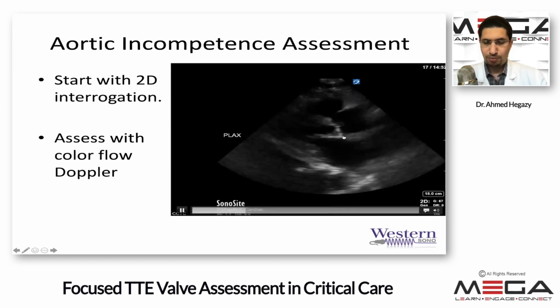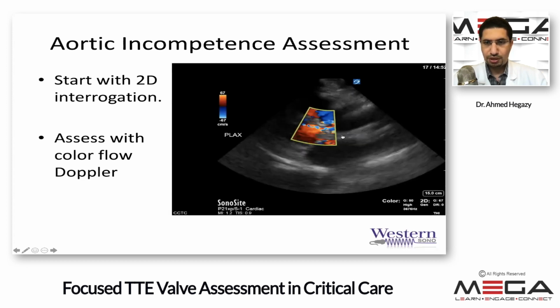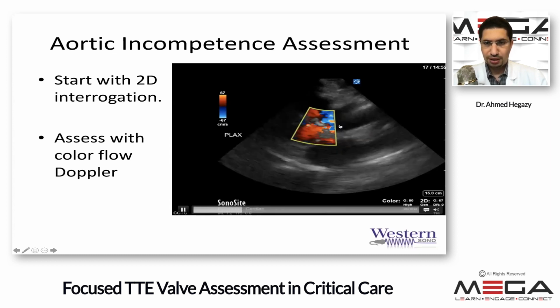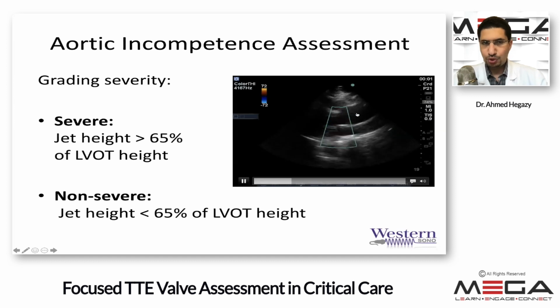But let's go back to aortic incompetence though. We're trying to assess for aortic incompetence in this patient, and we're putting the color box on the aortic valve, and we're looking at whether there's a jet going back into the left ventricular outflow tract. And you see here, there's a jet going back into the left ventricular outflow tract. So there is aortic incompetence in this image. How do you quantify whether this aortic incompetence is severe or non-severe?